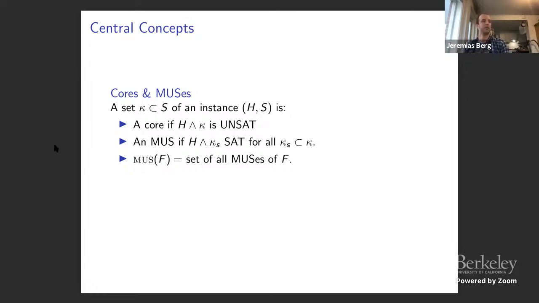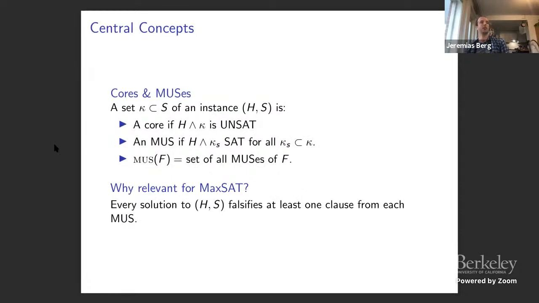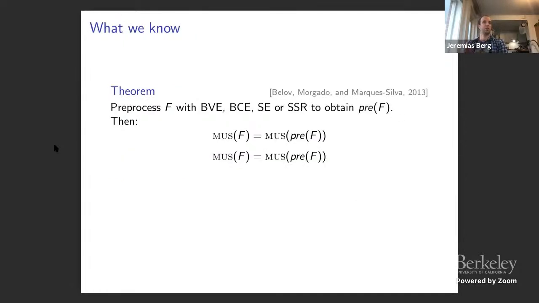And why is this relevant for MaxSAT? Well, it's fairly easy to see that every solution to a MaxSAT instance needs to falsify at least one clause from each MUS. So already in the first paper proposing this label-based framework, they showed that if you preprocess an instance using these techniques that Benjamin also talked about from SAT solving, bounded variable elimination, etc., you obtain another instance, then the preprocessed instance will have the same MUSs as the instance you started with.